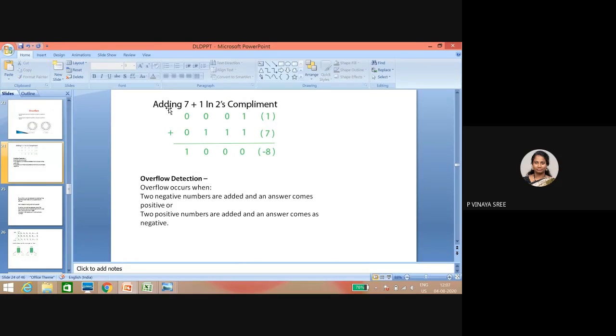Yes, I am using 2's complement, because we are internally designing using 2's complement, so I'm concentrating on 2's complement only. Adding 7 plus 1. Here 1 is represented as 0001, and 7 as 0111. If you add, you get 1000. Take the 2's complement of this once and see, it will be 8.